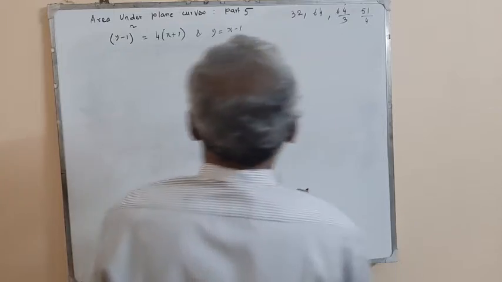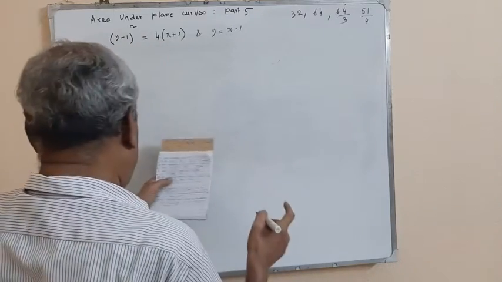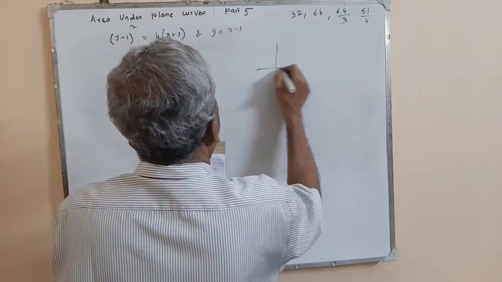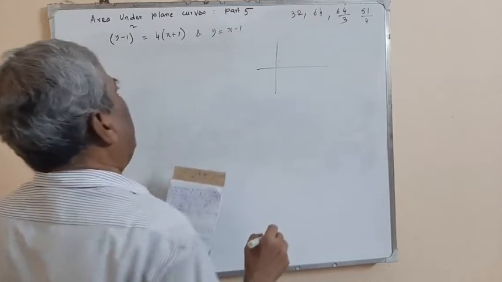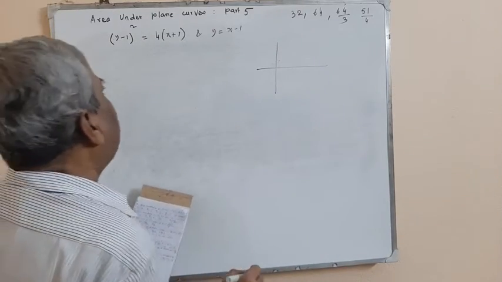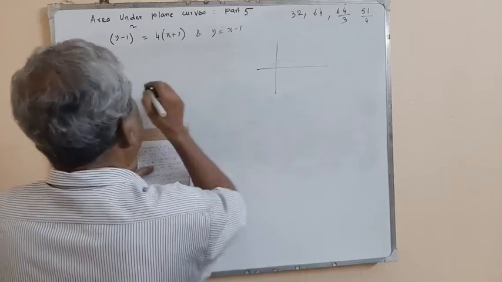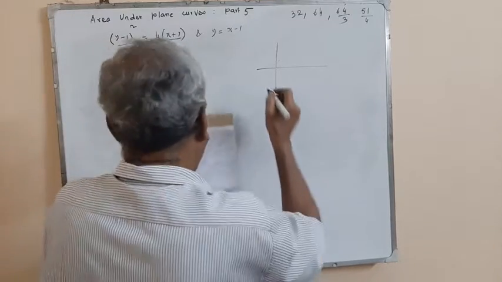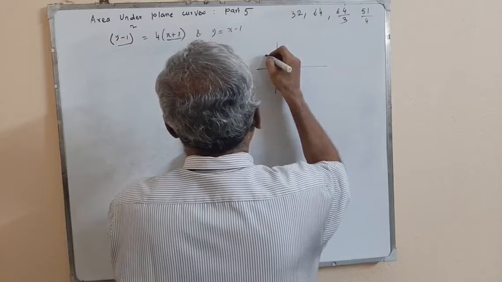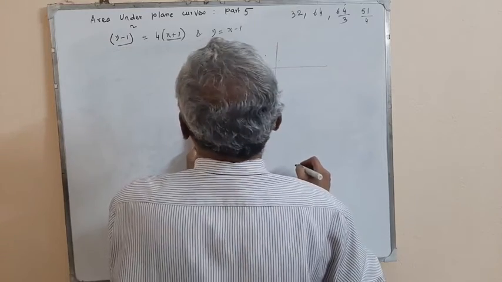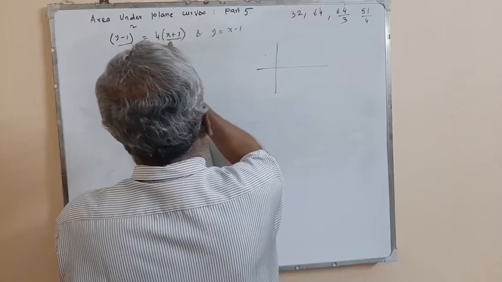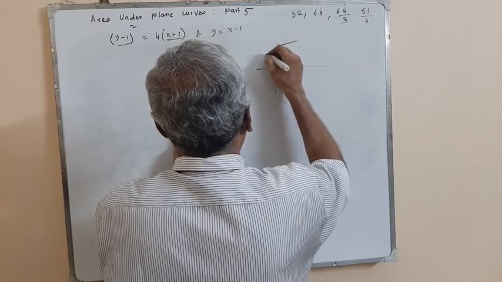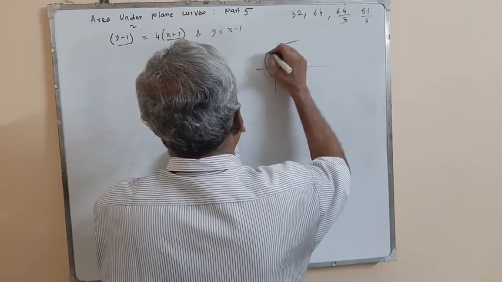Let us draw it first. It is a parabola. It is of the type y square is equal to 4ax. Its vertex is at the point x is equal to minus 1 and y is equal to 1. And it is not passing through origin. The parabola is like that.